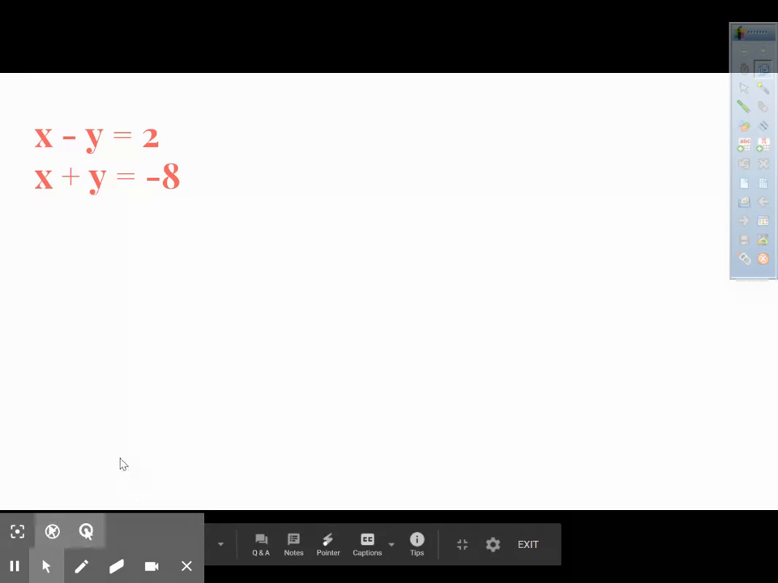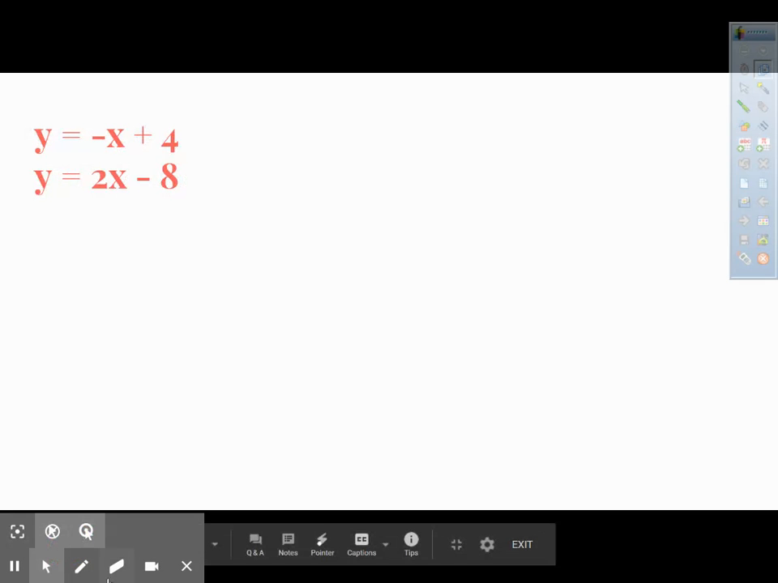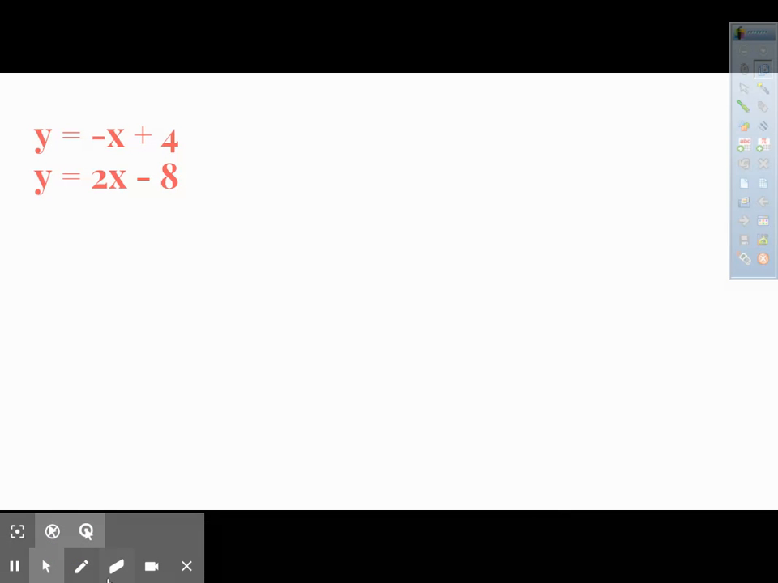Let's see here. Let me hang on just a second. I'm going to go back. Try this one here. y equals -x plus 4, and y equals 2x minus 8. So try this one with your partner.